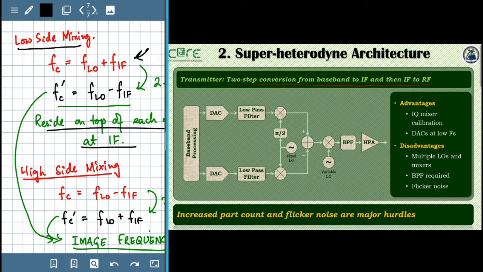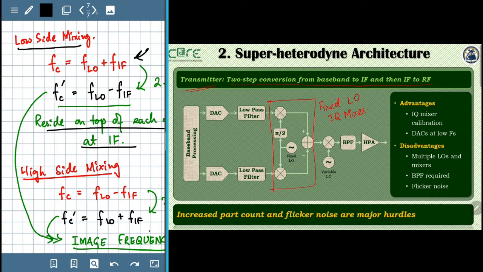The transmitter side is shown here in this diagram. We again see a baseband processing platform producing I and Q branches. The signal is being converted to the analog domain via DAC. It is fed to the low pass filters, and then there is an IQ mixer, but the difference is that this is a fixed LO IQ mixer.